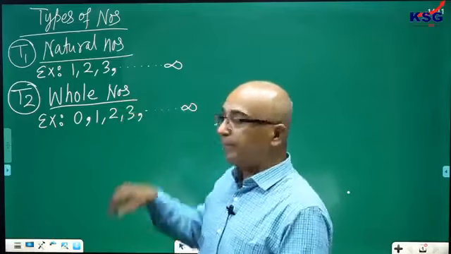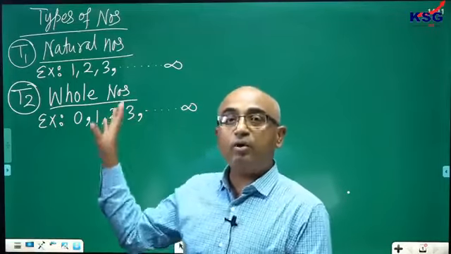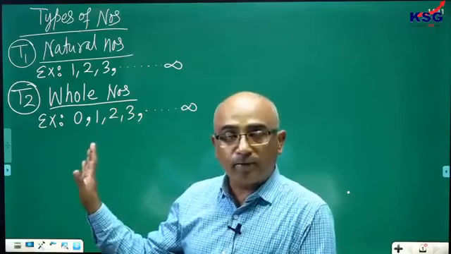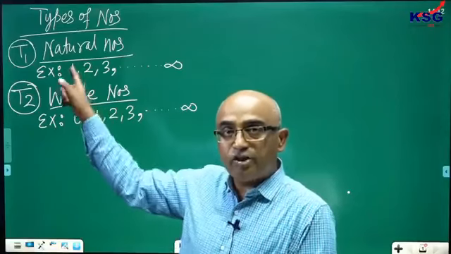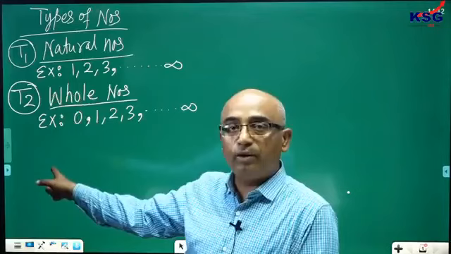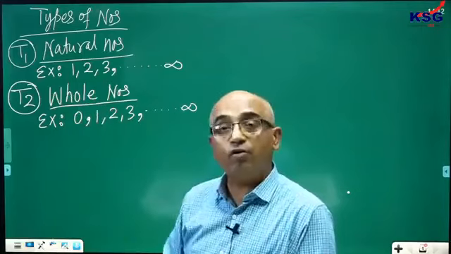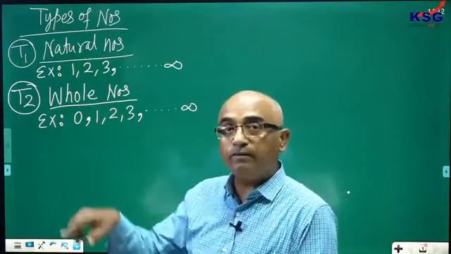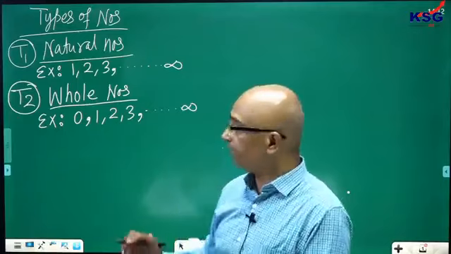Now see the relation between them. Natural numbers are a part of whole numbers. Each and every natural number is part of the whole numbers. So natural numbers are part of whole numbers, correct? But saying whole numbers are part of natural numbers is the wrong statement.